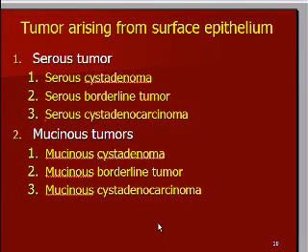So serous tumors once again could be subclassified as serous cyst adenoma, borderline tumor, or serous cyst adenocarcinoma. Mucinous tumors, mucinous cyst adenomas, mucinous borderline tumors, and mucinous cyst adenocarcinomas.